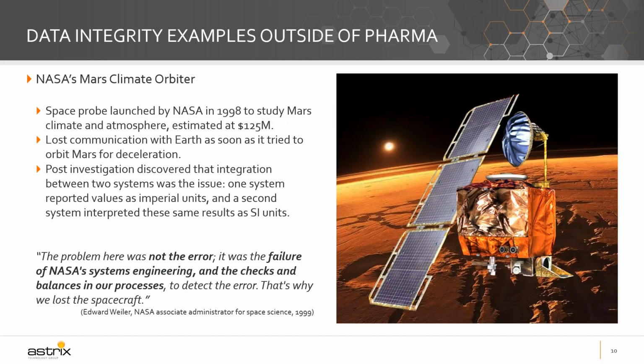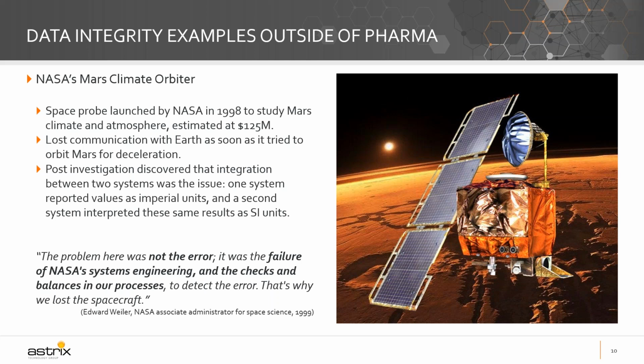The second example is an accidental data integrity issue. This is an image of the NASA Mars Climate Orbiter. This was a satellite launched in 1998, at an estimated cost of $125 million, to study the Mars atmosphere. But by the time this probe got to Mars, it crashed into the planet. What happened technically is that two systems belonging to this satellite were programmed differently. One was making calculations in American standard units, and the other system was using international standard units. The same number, but with completely different measurements.